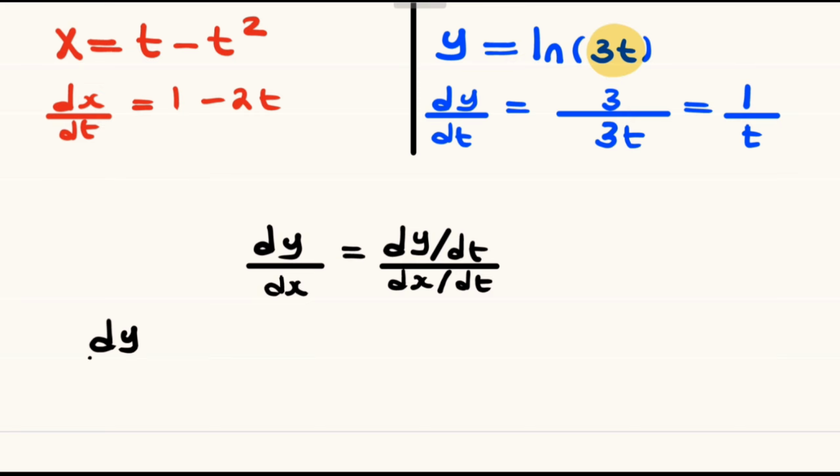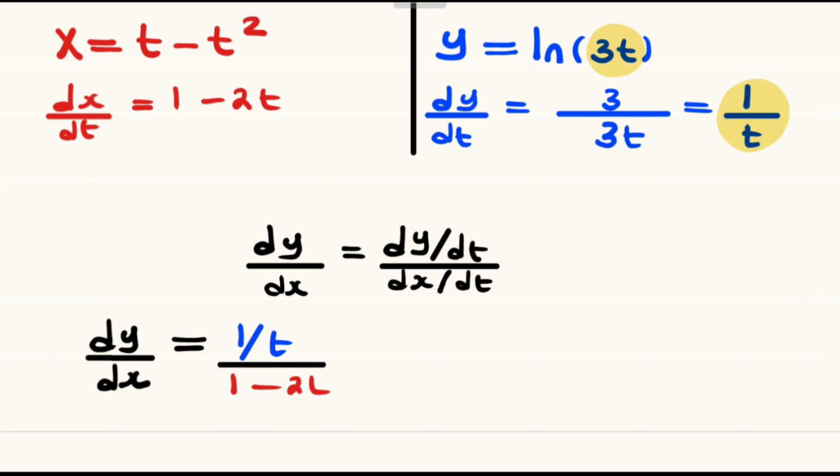So dy over dx will be equal to, so since the dy divided by the dt is at the top, we are going to take the 1 divided by t and put it in the numerator. And in the denominator, we have the dx divided by the dt. The dx divided by the dt is 1 minus 2t. Let's rearrange so we can express this as 1 over t divided by 1 minus 2t.